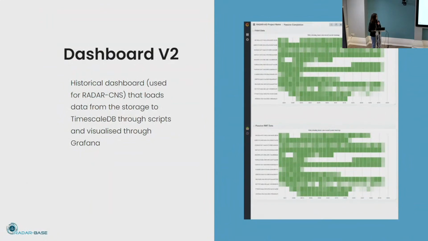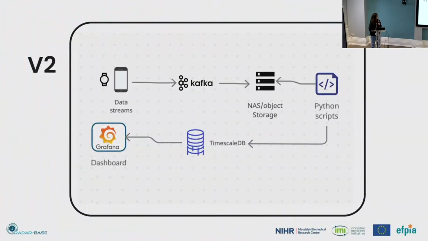This was visualized through Grafana, and this was used for RADAR CNS compliance monitoring. Scripts were run to pull the data from the storage and load it onto TimescaleDB, which was visualized through Grafana. So this was the architecture. The data streams were sent to Kafka, and then the data from Kafka were sent to the storage. The Python scripts were run daily to pull data from the storage and loaded into TimescaleDB, which was used as a data source for the Grafana dashboard.